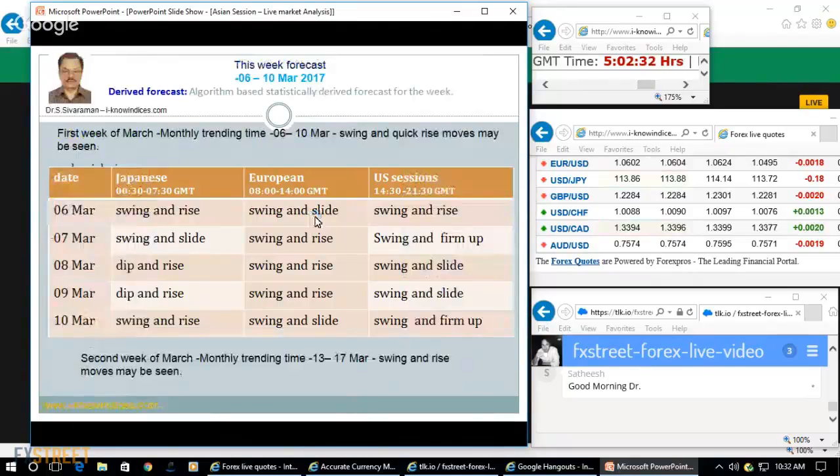Now this is the forecast sheet for this week, Monday to Friday, 6th to 10th of March. Each day you come across three sessions: the Japanese, European, and US sessions. In these sessions, the players are expected to make some specific moves in the market. With the help of such identified moves, we will try to decide on the trade, whether we can do a buy and sell or a sell and buy trade in a specific currency.